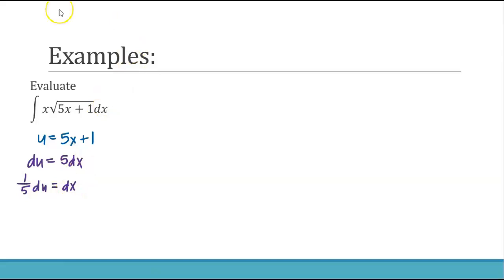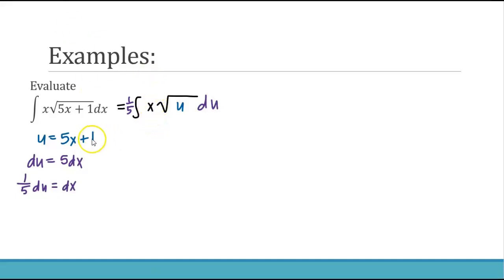So here's what I have so far. Let's try this. I still have an x, so I'm going to leave it there. I have a square root of u, because I can replace 5x plus 1 with u. And then I can replace dx with 1/5 du. So I can keep that 1/5 in the front and that du in the back. So I have a problem here. I don't have a change of variables. I don't have all variable u. I still have this x here.